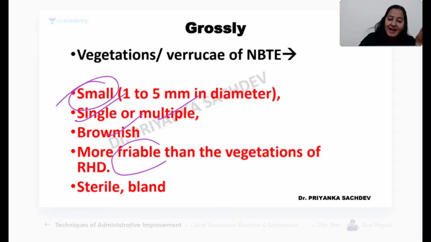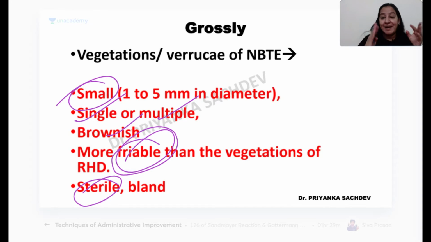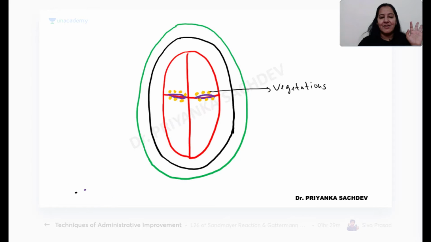They are brownish in color and they are more friable than the rest of the two. Rheumatic fever also, Libman-Sacks also, they are friable. They detach from their site and go ahead in the blood. So they have a tendency of detachability. That is friability. And again, they are sterile because bacteria is not here either. Bacteria will come in the fourth one. In the last one, bacterial or infective endocarditis, the vegetations will be non-sterile. Correct or not? Here the vegetations are sterile.